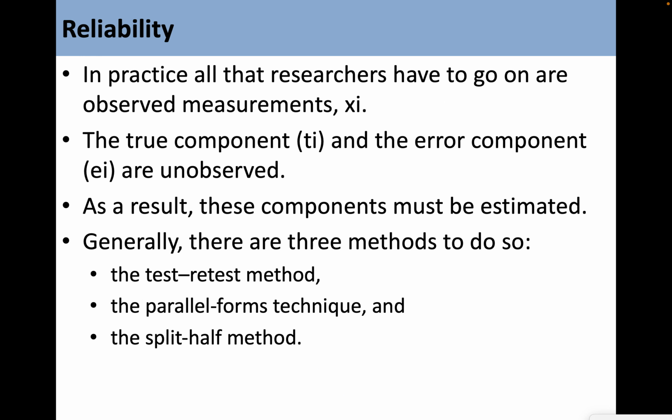In practice, all the researchers have to go on are observed measurements. The true component and the error component are unobserved. As a result, these components must be estimated. Generally, there are three methods to do so: the test-retest method, the parallel forms technique, and the split-half method.